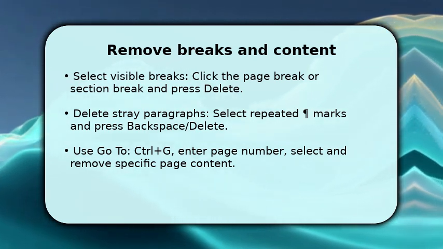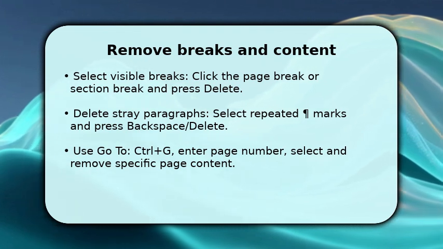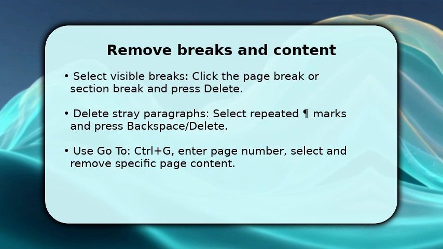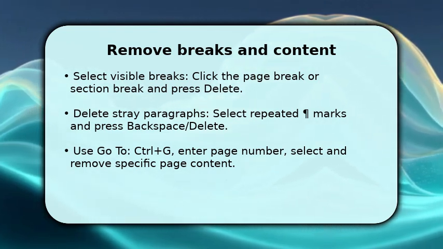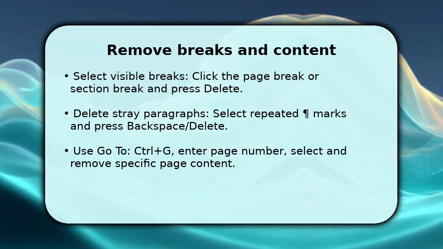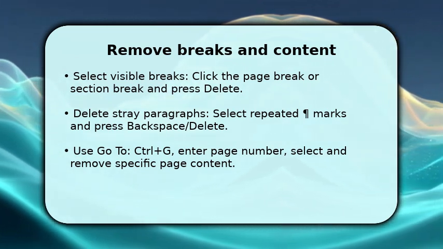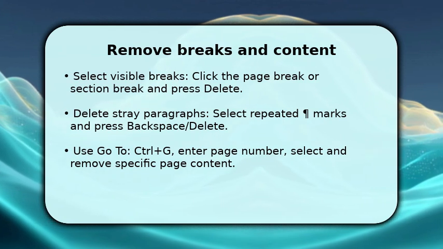For blank pages caused by extra paragraph marks, select the repeated paragraph symbols and delete them. If content spans multiple pages, use Ctrl+G to jump to the page number, type \page to select the page, and then delete. Finish by verifying the layout.